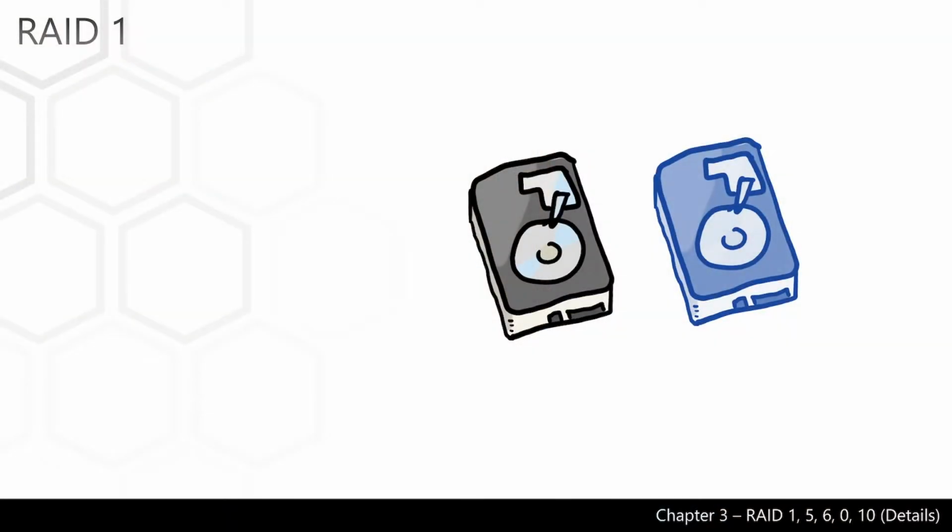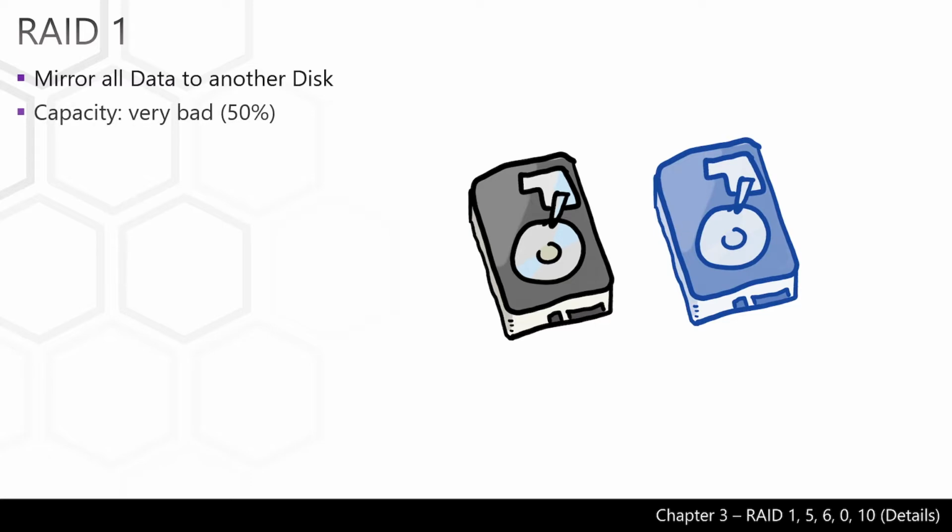Now let's have a closer look at RAID 1. RAID 1 is mirroring, so all data from one disk goes to the other disk. The capacity of a RAID 1 is really bad. If you store something on a disk, you will use the whole storage again on another disk, so you get only 50% of capacity.